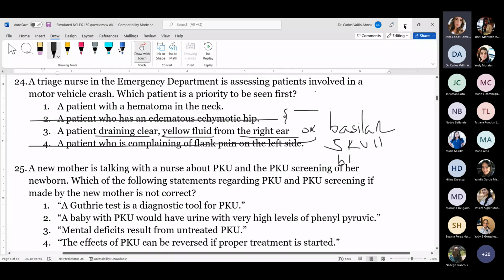I'm trying to build critical thinking, because remember, this critical thinking is what you need to pass the NCLEX. So tell me, what is more important, the skull around the brain that is fractured, or what is inside the skull, which is the brain? The brain, obviously. Is there anything in this statement that says that the brain has been harmed or damaged? No. Only that there is a leakage of cerebrospinal fluid.